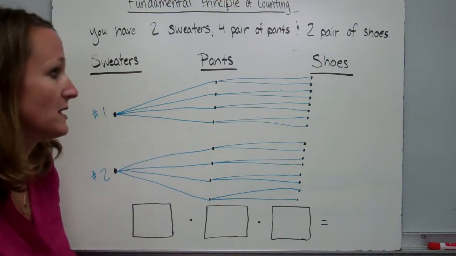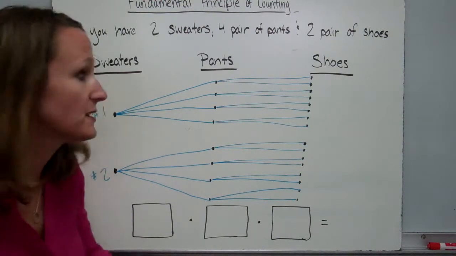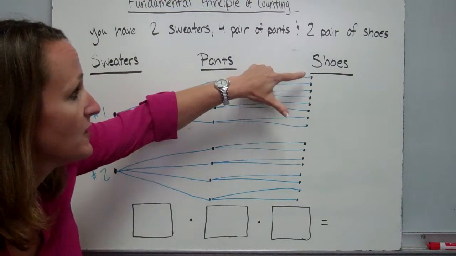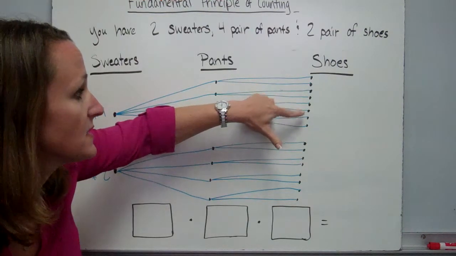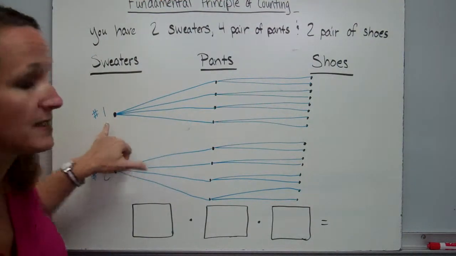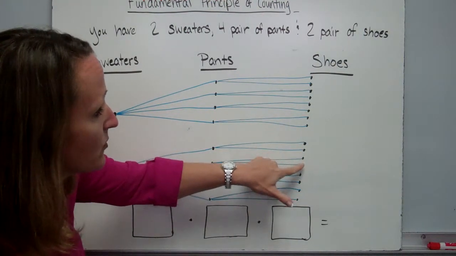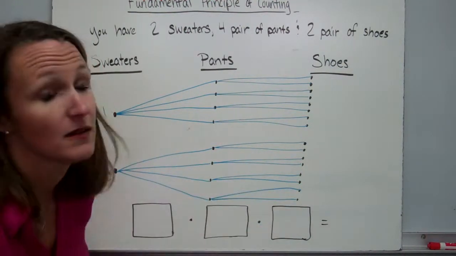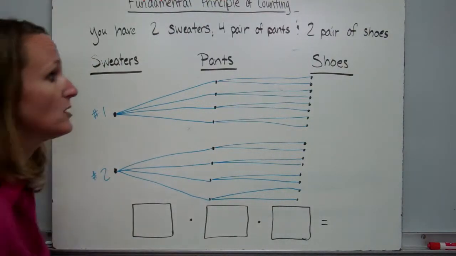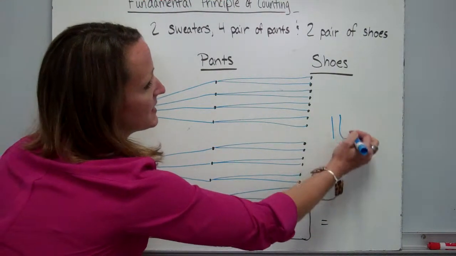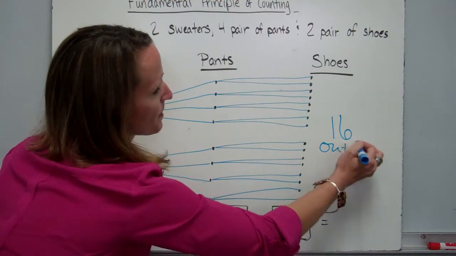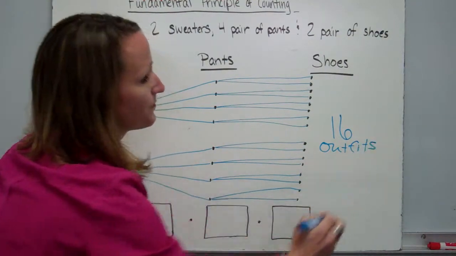So if you go back through at the end, you can simply count the dots at your shoes, and you find out that you have 1, 2, 3, 4, 5, 6, 7, 8. You have 8 different outfits stemming from this sweater, and another 1, 2, 3, 4, 5, 6, 7, 8 outfits stemming from this sweater. So that means that we have 16 outfits in total.